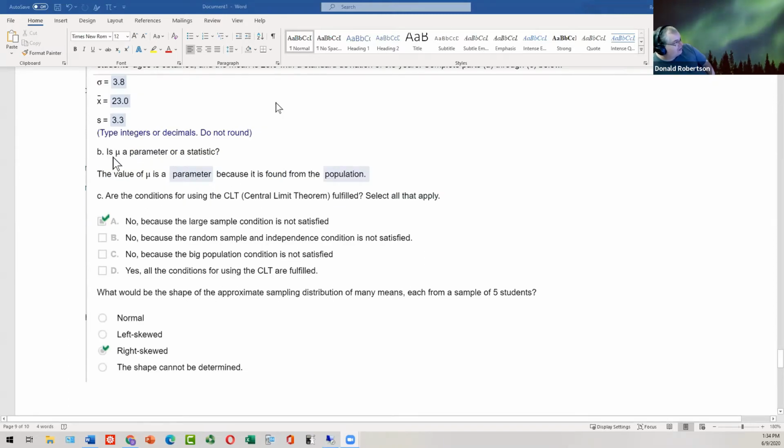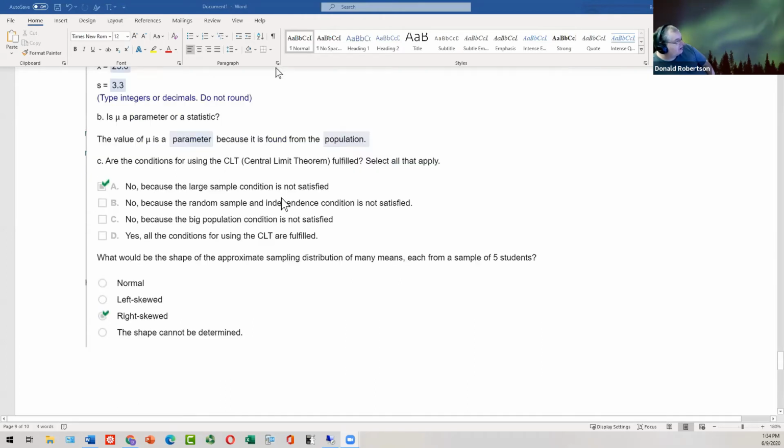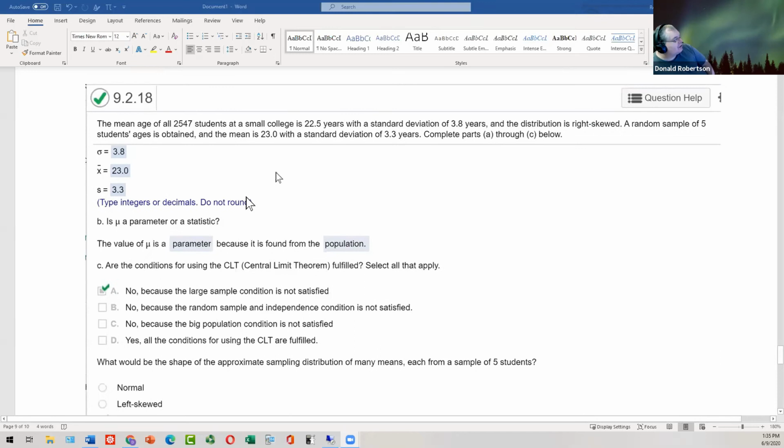And it asks us now, is mu a parameter or a statistic? Mu is a parameter because it comes from the population. And it says in C, are the conditions for the central limit theorem fulfilled? And the answer is no. The large sample condition is not met. The large sample condition says that your sample should be at least 25. And can you see over here? It's only 5.